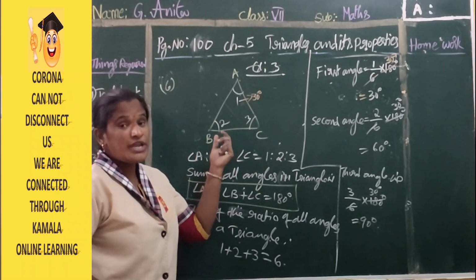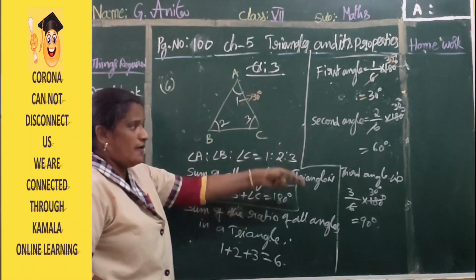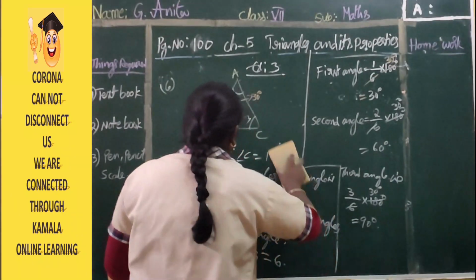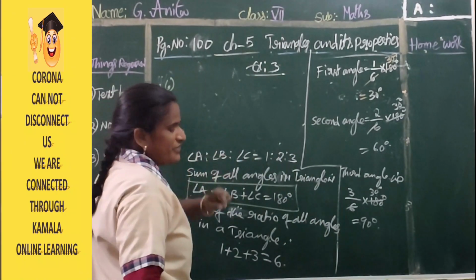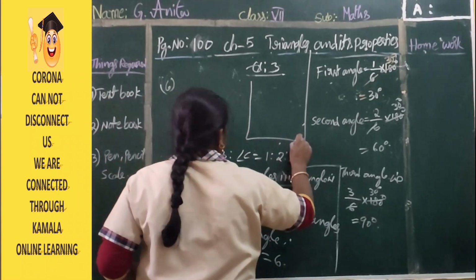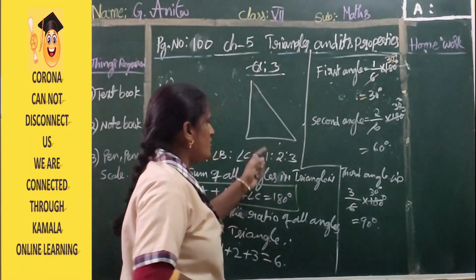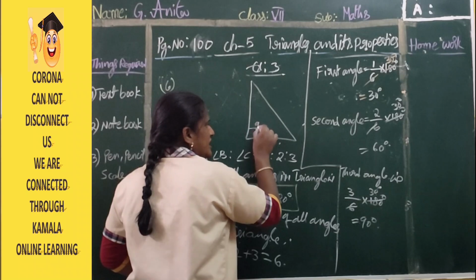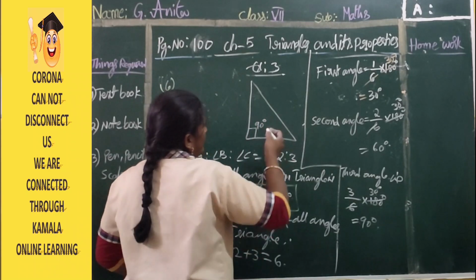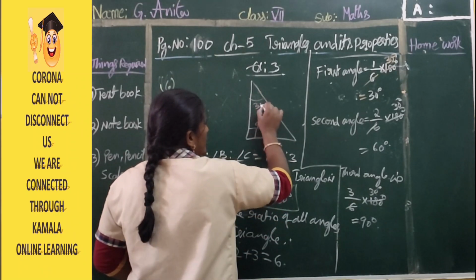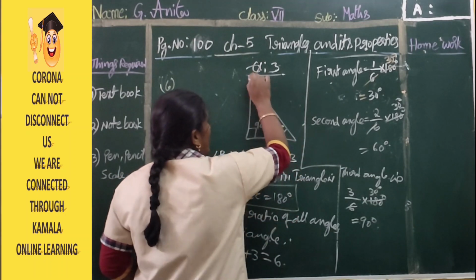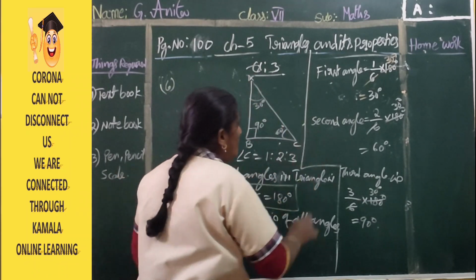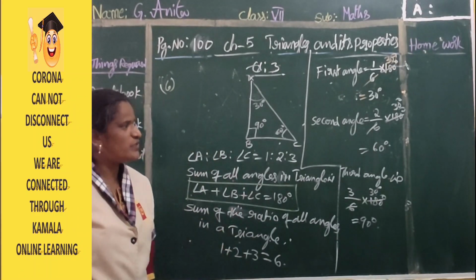How can you draw the diagram for all these angles? I already drew a rough diagram, so after finding the angles we can draw it like this. This is 90 degrees, roughly, this is 30 degrees, and this is 60. The sum of all angles is equal to 180 degrees. We got it.